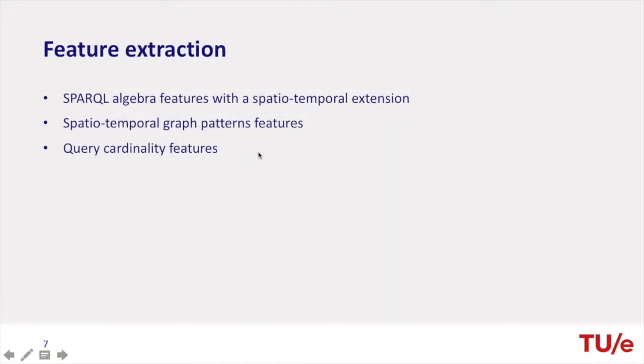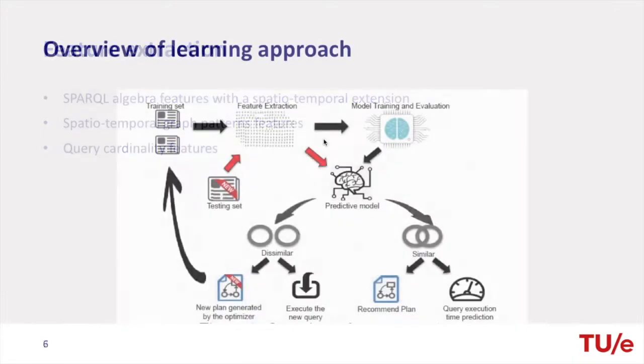Okay, the feature extraction. There are in total three techniques to extract the features from queries. First one is called SPARQL algebra features with a special temporal extension. And second one is called spatial temporal graph pattern features. And the third one is query cardinality features. We will come to this one by one.